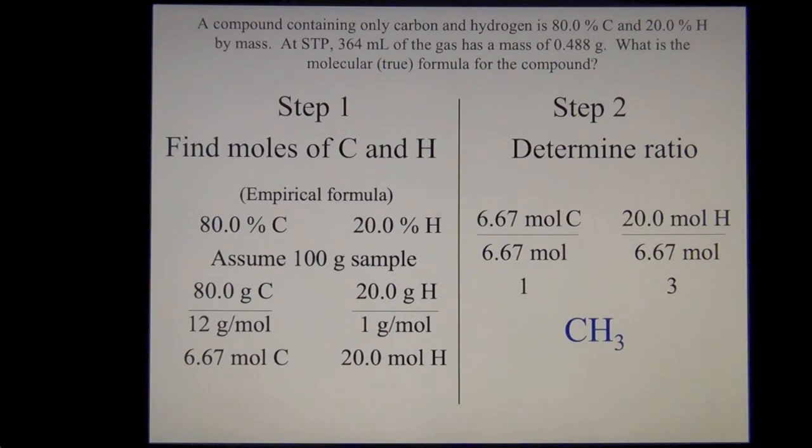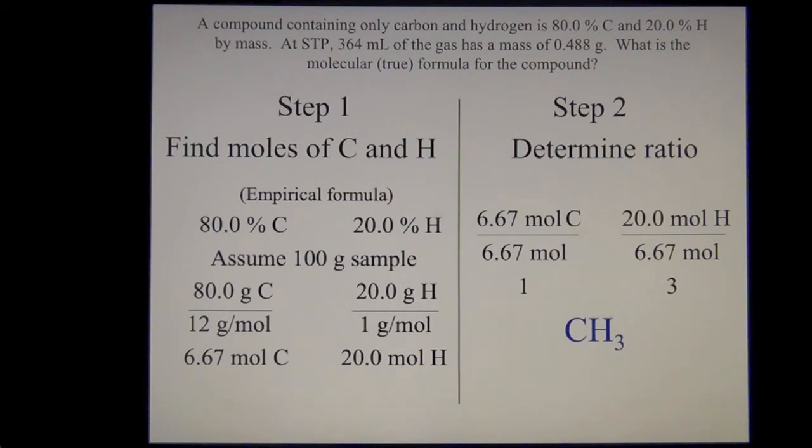So anything divided by itself, the 6.67 divided by 6.67 gives us that we're going to need 1 carbon. And then if we take the 20 moles of hydrogen and divide it also by the 6.67, we see that we need 3 atoms of hydrogen. So an empirical formula is the simplest whole number ratio of elements in a compound. So we're able to verify that 1 to 3 ratio here between the hydrogen and the carbon.